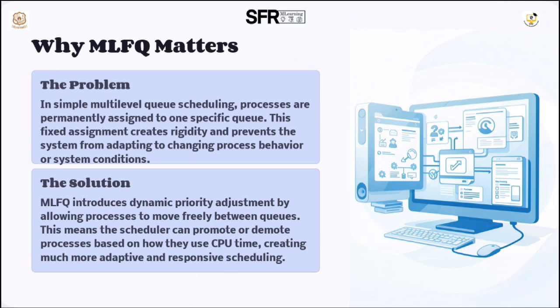Why MLF queue matters? The problem: in simple multi-level queue scheduling, processes are permanently assigned to one specific queue. This fixed assignment creates rigidity and prevents the system from adapting to changing process behavior or system conditions. Solution: the MLF queue introduces dynamic priority adjustment by allowing processes to move freely between queues. This means the scheduler can promote or demote processes based on how they use CPU time, creating much more adaptive and responsive scheduling.